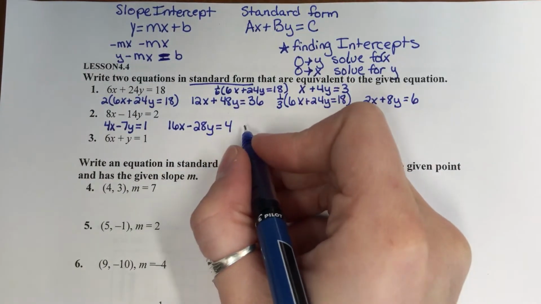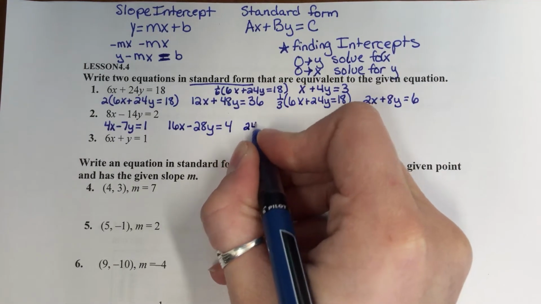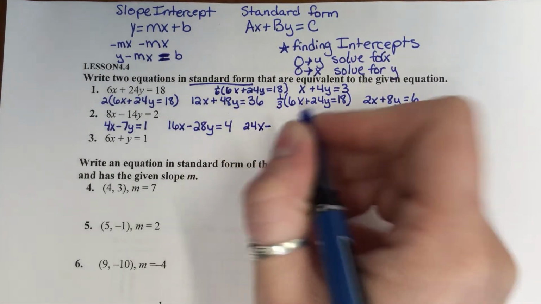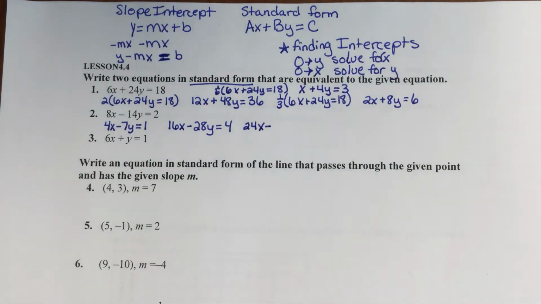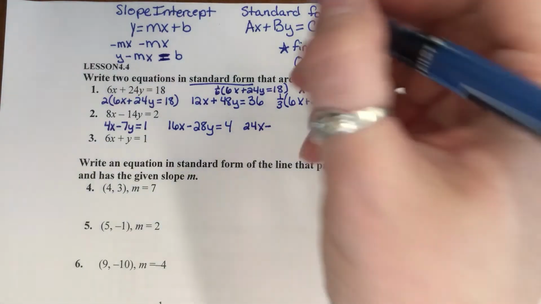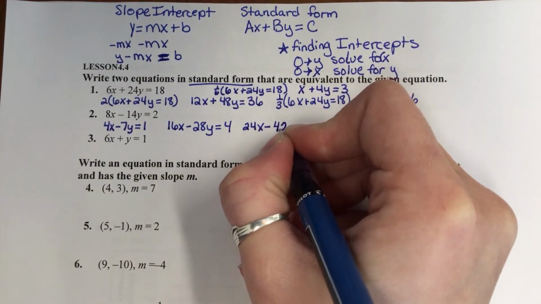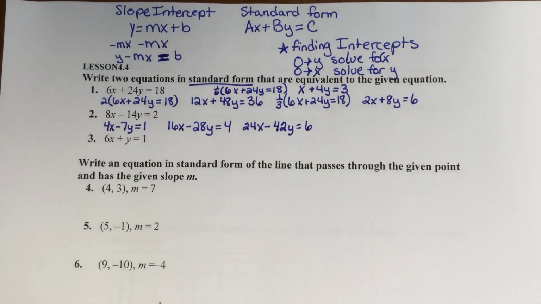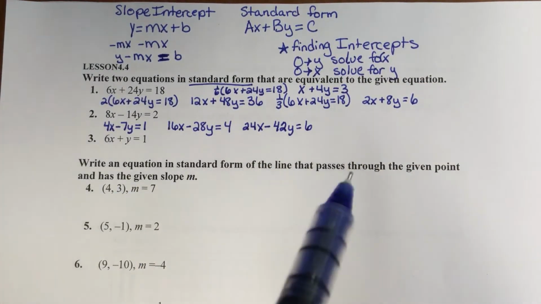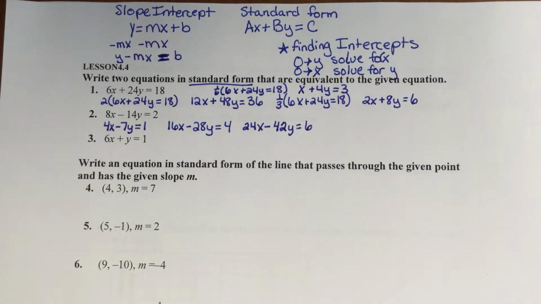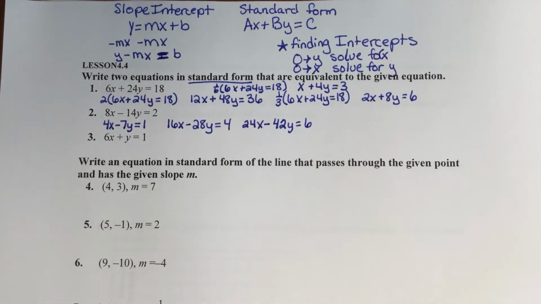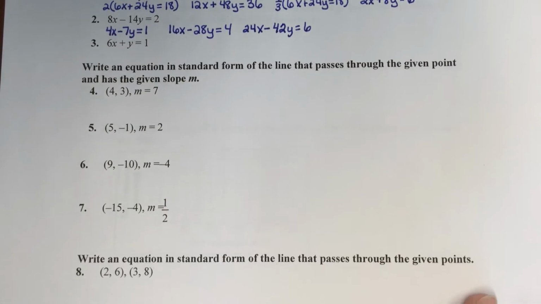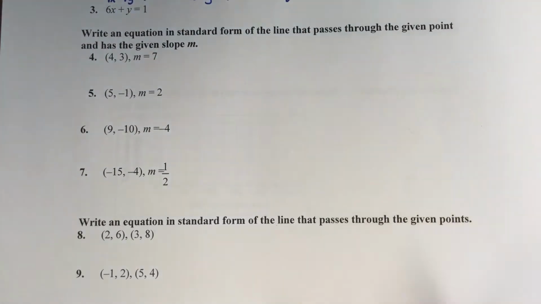Or I could multiply by 3: 24x minus 42y equals 6. Those are just 3 examples. There are many, many possibilities. Questions with that? If you have questions, make a note to the side so that I can answer them in class tomorrow, Monday.